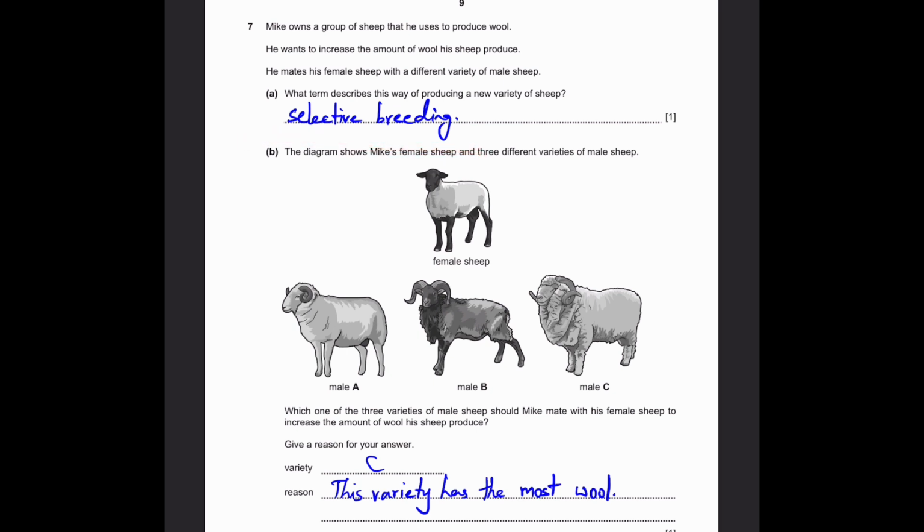B. The diagram shows Mike's female sheep and three different varieties of male sheep. Which one of the three varieties of male sheep should Mike mate with his female sheep to increase the amount of wool in the sheep produced? Give a reason for your answer. We can see out of the three sheep, the male C has the most wool over here and over here. So variety C, since this variety has the most wool, is simply the answer. Let's go to question 8.